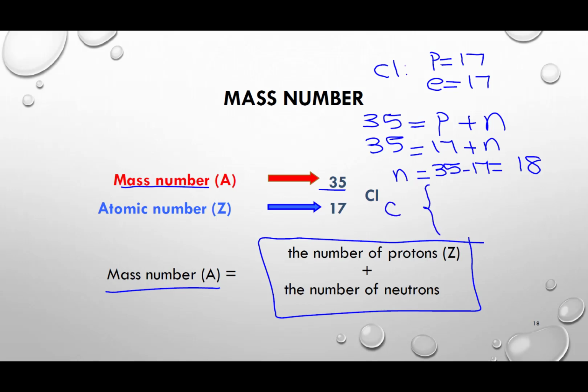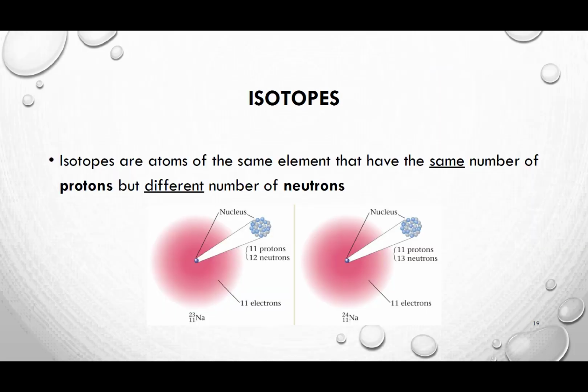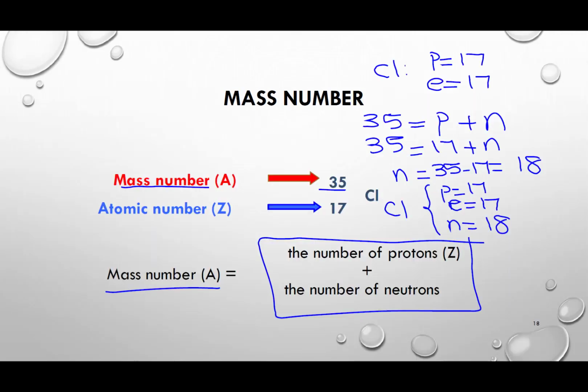Therefore, the atom of chlorine has 17 protons, 17 electrons, and 18 neutrons. Let's do one more. Let's do magnesium.